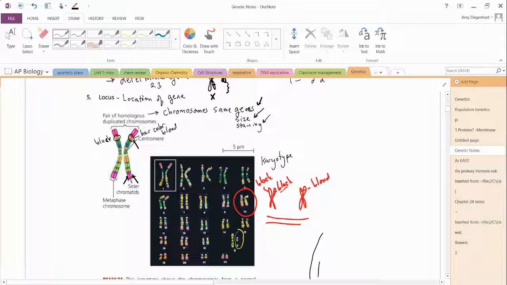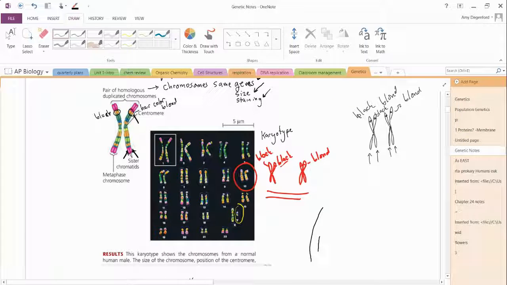Now, the sister chromatids are hard to see in these diagrams, but what you end up having here would be one chromosome with its sister chromatids, and then here would be its homologous chromosome with its sister chromatids. On one chromosome, they might carry the gene for blonde hair. Over here, in the same locus, you would have the gene for black hair, or brown, or whatever hair color you want to put in there. And so that's how we're looking at these chromosomes.